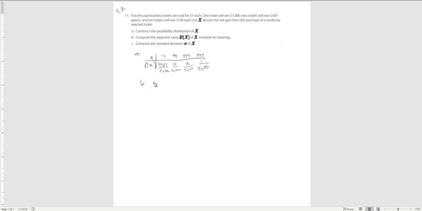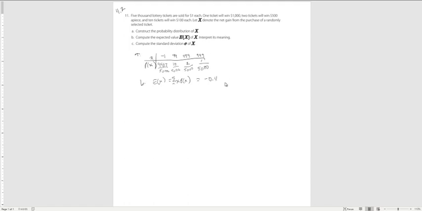So compute the expected value of X. For a discrete distribution, this is going to be the sum over all x of x times the probability of x. So in this case, we have -1 times 4,987 over 5,000, 99 times 10 over 5,000, 499 times 2 over 5,000, and 999 times 1 over 5,000. We multiply these and add those together, and when we do that, the expected value is -0.4.